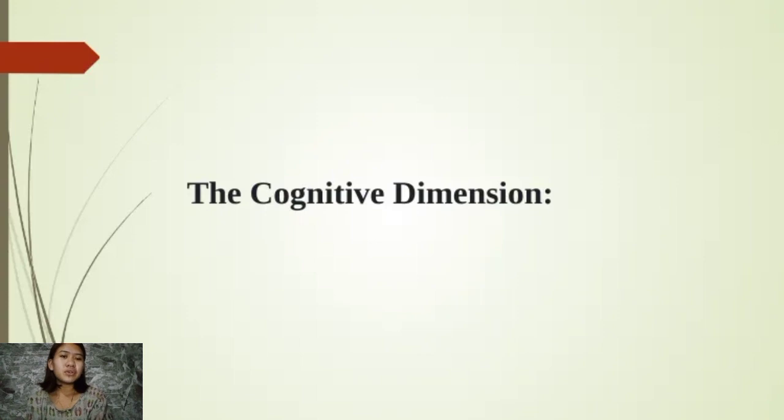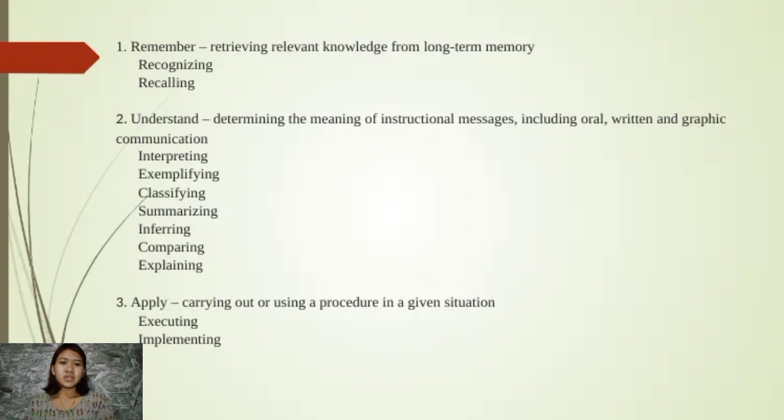So, cognitive dimension involves the processing of information, applying knowledge, and changing preferences. In relation to education, cognitive dimension deals with knowledge. So these are the cognitive process dimensions, or the hierarchical order of the cognitive process dimensions of the revised taxonomy. Number one is remember, retrieving relevant knowledge from long-term memory. An example is recognizing and recalling.